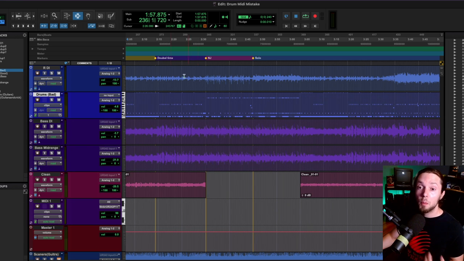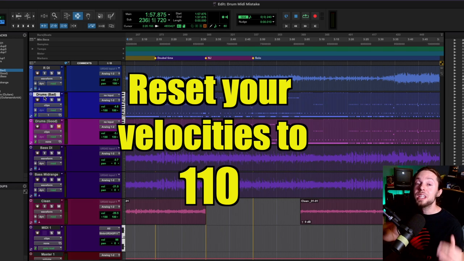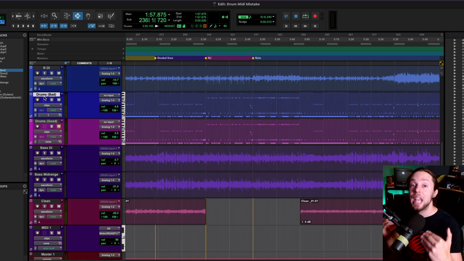So I'm gonna reveal to you my technique for getting around this issue. Super simple. Take all of your drum MIDI, if it happens to be pegged out at 127, highlight all of it, and reset your velocities to something like 110. It's still nice and hard-hitting, but much more natural sounding.